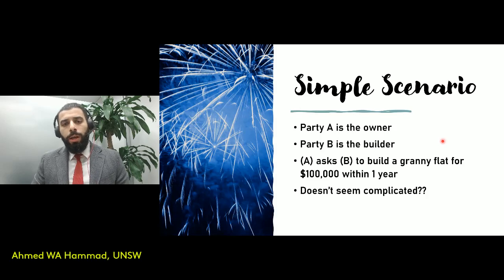To do so, I came up with this very simple scenario. Let's assume that we had two parties, party A and party B. Party A is the owner and party B is the builder. Party A, as an owner, decides that there is a granny flat project that they desire to complete or to build. They get the builder, party B, and the contract is signed for $100,000, the value of the contract, and the duration that's specified to complete that project is given as a single year.